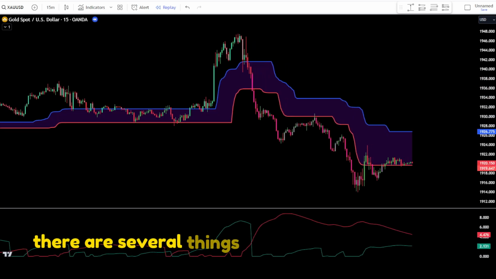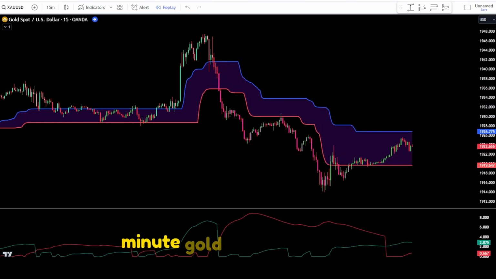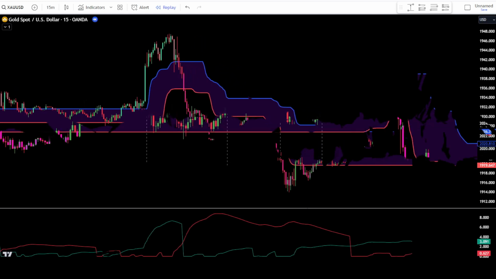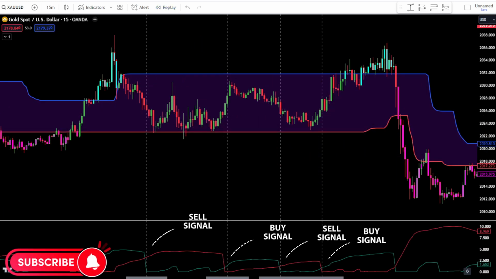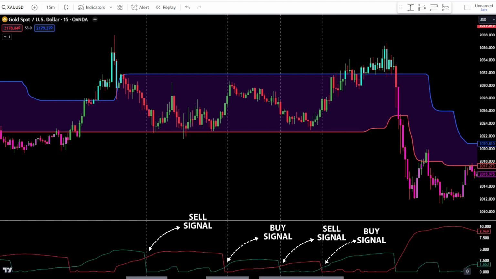There are several things to note when using this 15-minute gold scalping strategy, including: 1. If the Andean Oscillator gives a buy or sell signal, and the price candlestick is still within the high and low optimized trend tracker range, meaning the candlestick color is still red or green, disregard the signals that appear.